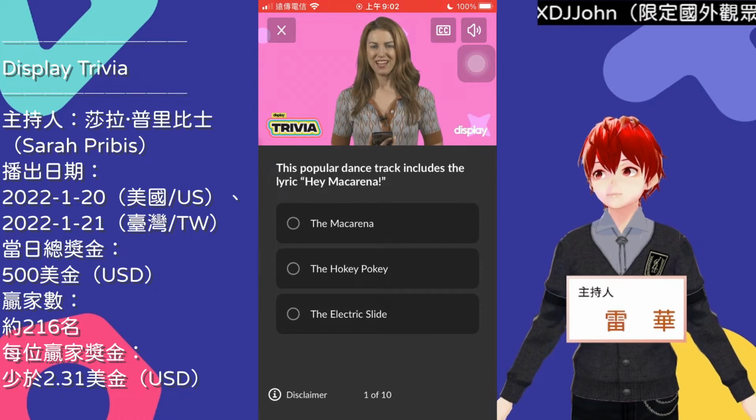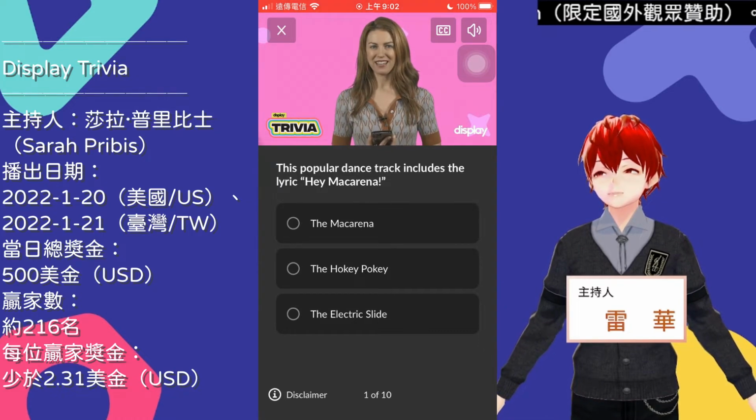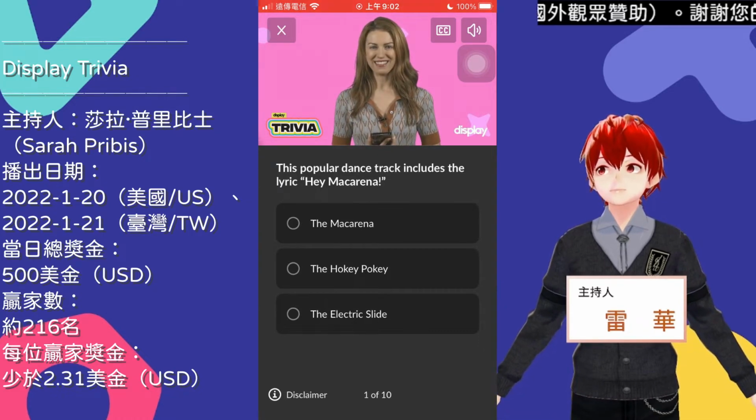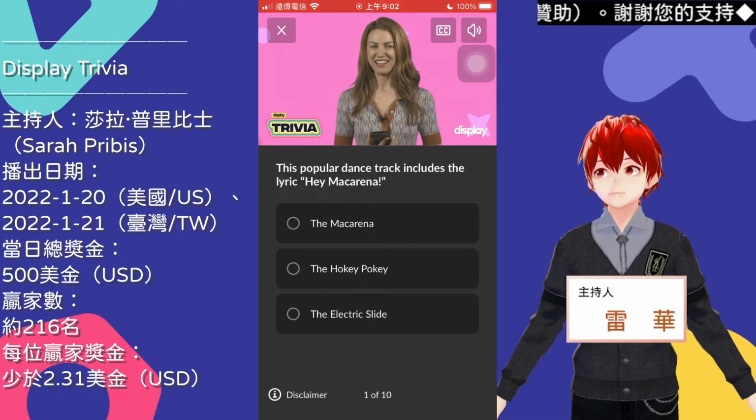Question 1. This popular dance track includes the lyric, Hey Macarena, the Macarena, the Hokey Pokey, the Electric Slide.